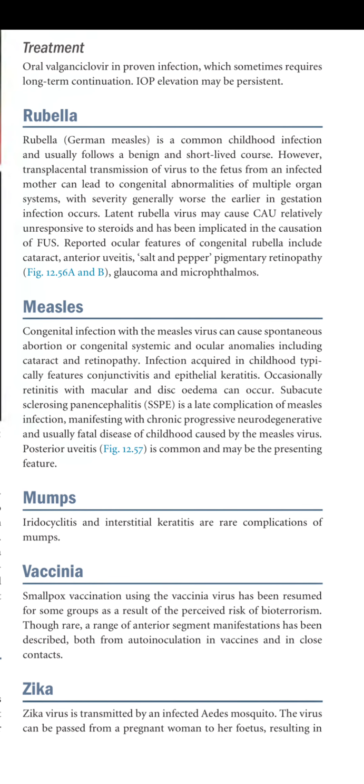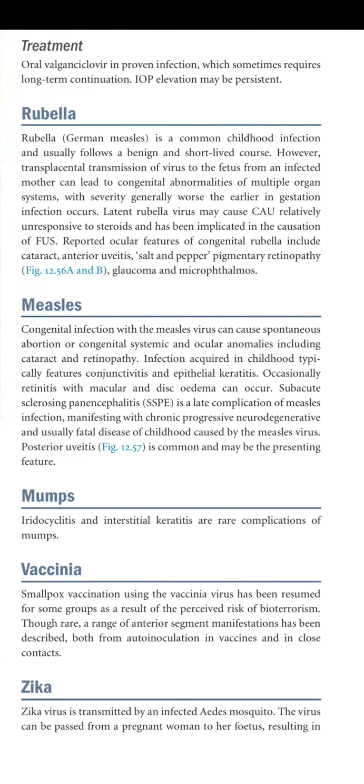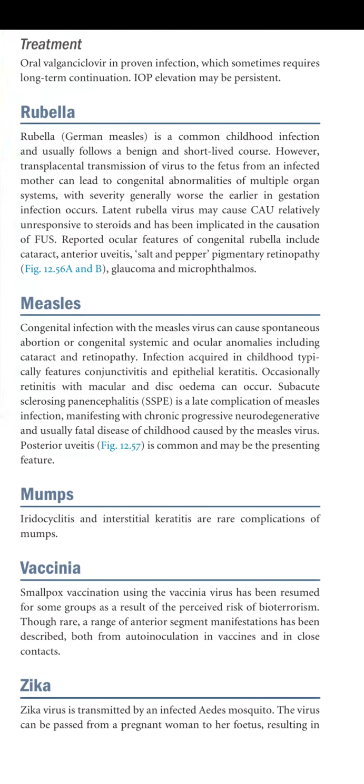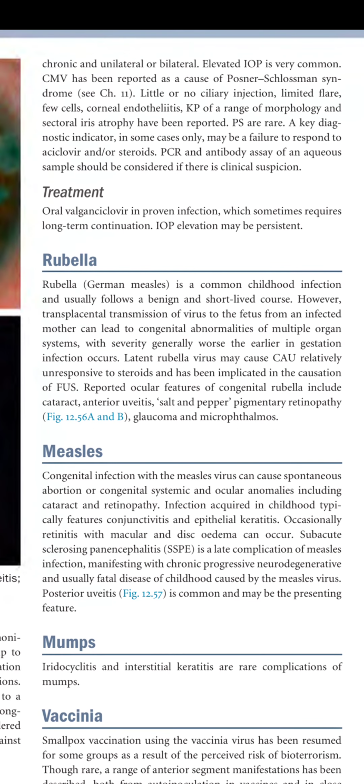Latent rubella virus may cause chronic anterior uveitis relatively unresponsive to steroid and has been implicated in the causation of Fuchs uveitis syndrome. So CMV was associated with Posner and rubella is associated with Fuchs uveitis syndrome. Very important from the MCQ point of view.